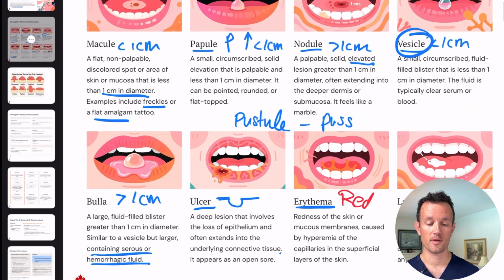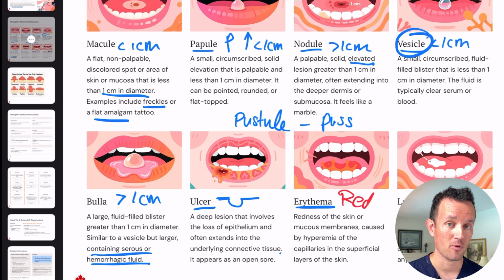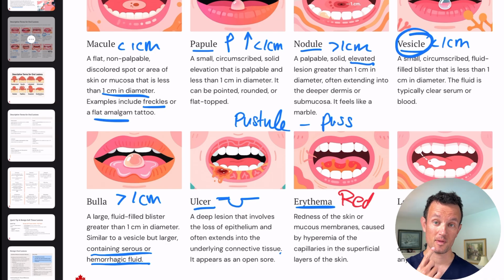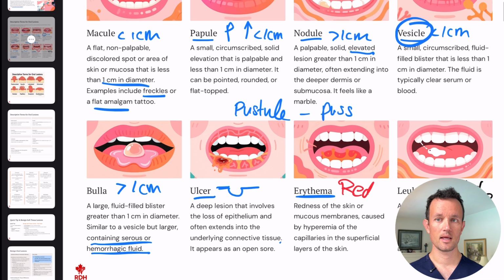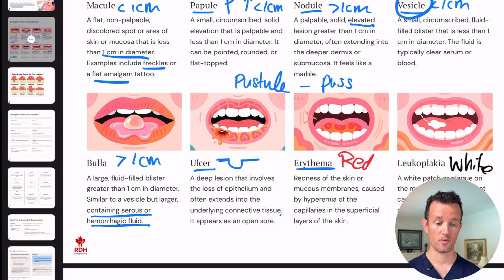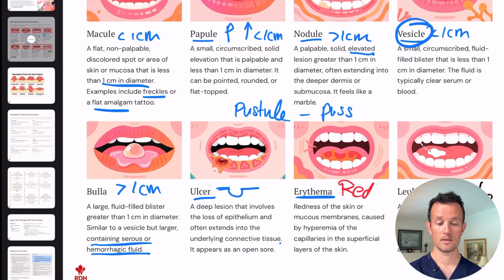So if the board exam says, how would you best describe this lesion on the mouth, and they show you something sticking out, the option might be papule. If it's really big, you might say, oh, that's going to be a bulla. Or if it's clear and it's small, you might say, oh, that's going to be a vesicle. If it's not raised, it's just smooth, then we're saying it's a macule. A macule that gets larger than 1 centimeter becomes a patch.